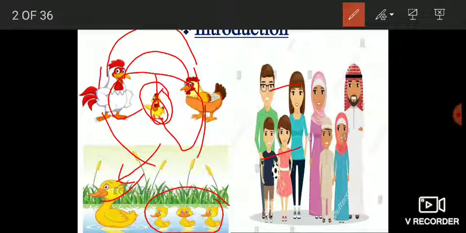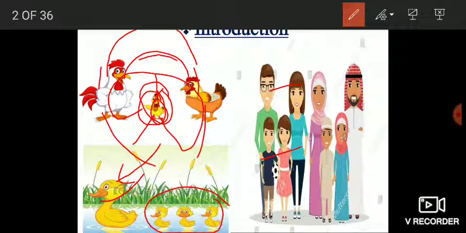This chick is similar to these two parents because it has received the characters from these two parents. Although it is very much identical, it does not show all the characters. It does not have all the characters similar to its parents. There are some characters which vary between this chick and its parents. This is known as variation.